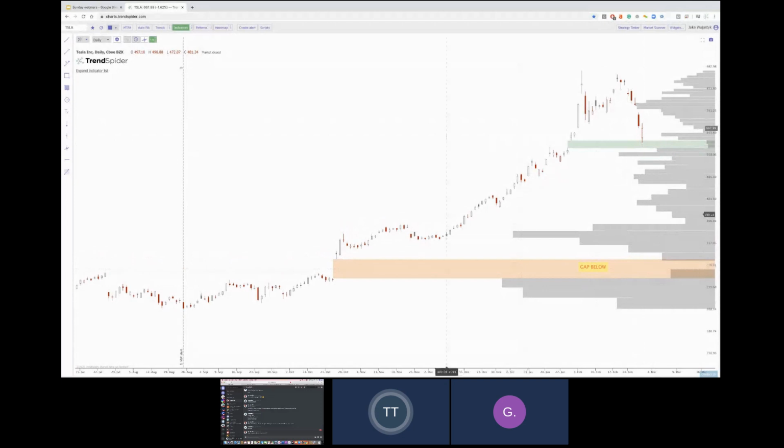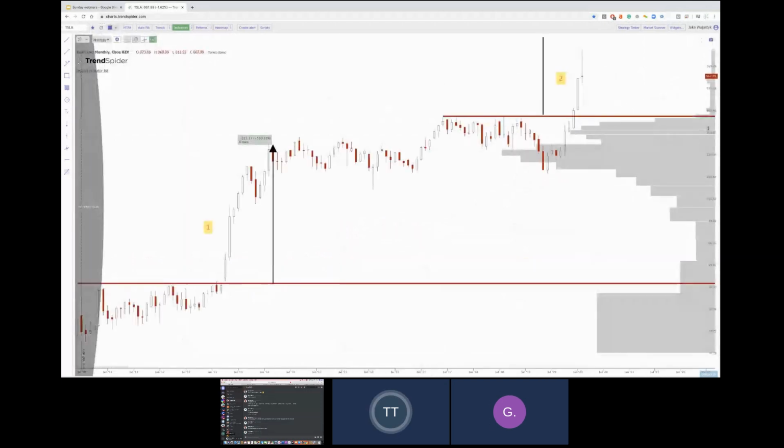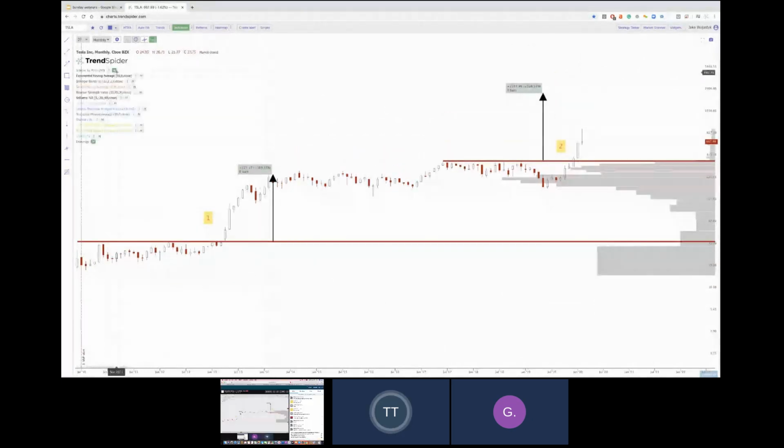Tesla's been interesting. If we go to a monthly chart, if we want to go back to this example here, we've technically been here before. We broke out of this very important area of resistance around April 2013, and it pretty much went straight up since then.